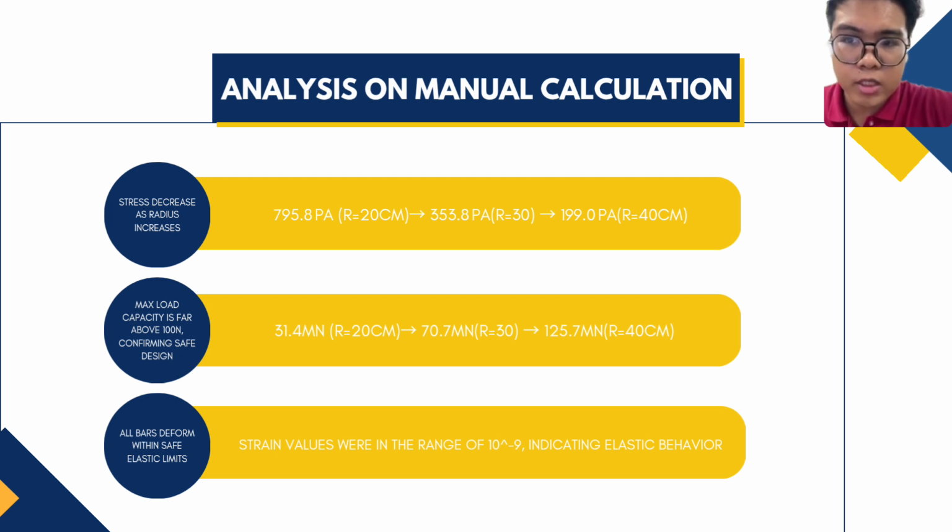Next, the max load capacity is far above 100 Newton, confirming a safe design. A higher radius bar can carry more load before yielding. And the third point, all bars deform within the safe elastic limit. This can be seen in the strain values in the range of exponent -9, indicating elastic behavior.